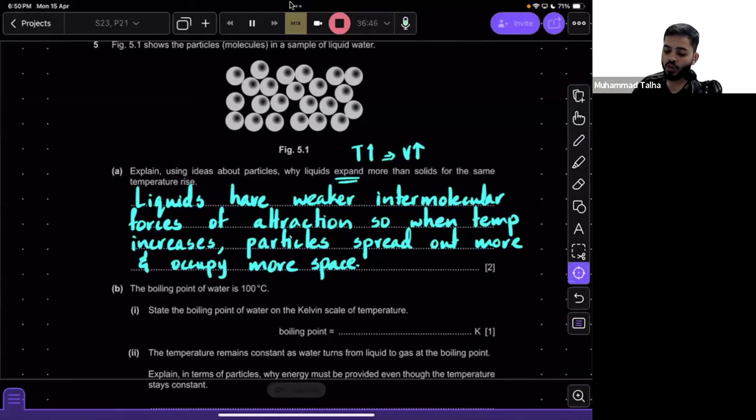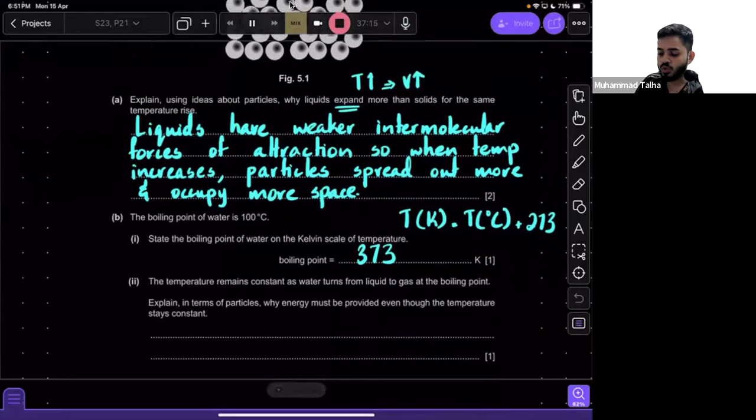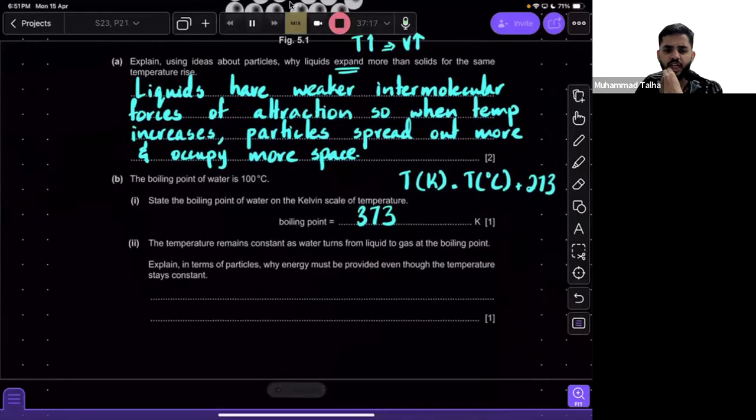The boiling point of water is 100 degrees Celsius. State the boiling point of water on the Kelvin scale of temperature. You know that the way you convert temperatures in Celsius to temperatures in Kelvin is by adding 273, right? So 100 plus 273, the answer is 373 Kelvin. Part 2, not really a difficult one.